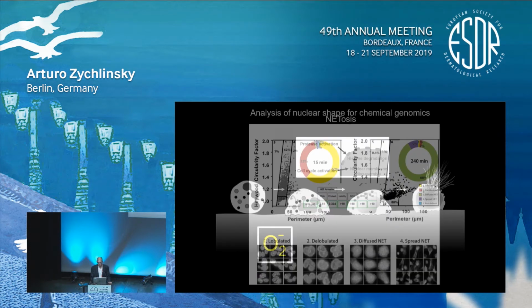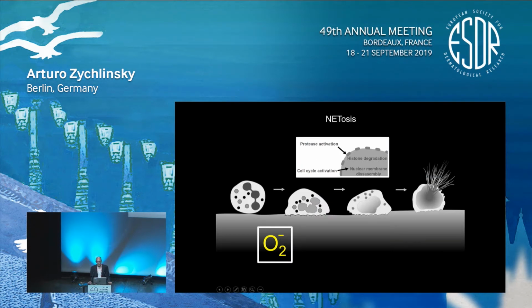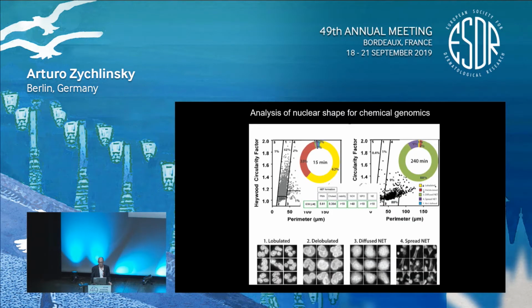So that still left us with this last event, which is how the neutrophils actually get out of the cell. And again, since we don't have a genetic assay, we decided to do a search for inhibitors. So in order to look for inhibitors of net formation, we devised a way that microscopically we could automatically measure the net formation. If you look at the pictures below, we can classify them in neutrophils that are lobulated, delobulated, diffuse net, or spread nets.